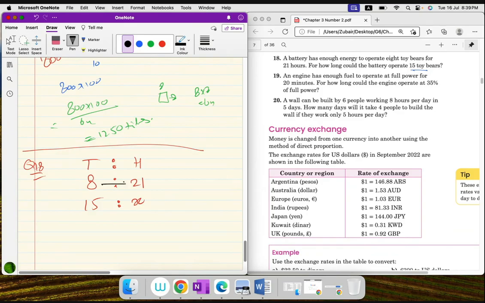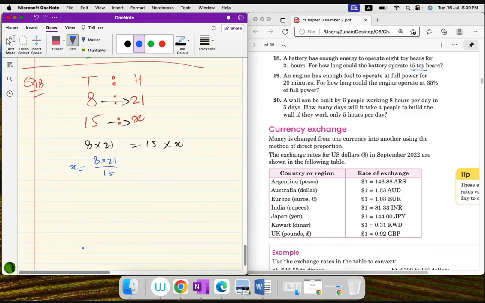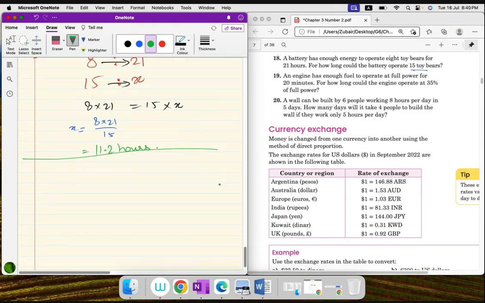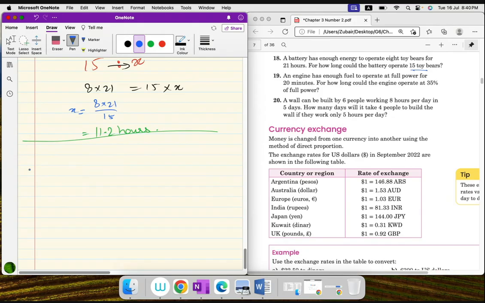So in an inverse relation, we multiply this way: 8 into 21 equals 15 into x. Is this clear? Yes, sir. Inverse relation. Always try to say that sentence in your mind and you'll know whether it is direct or inverse. The answer is 11.2 hours. As the number of toys is increasing, obviously the time would reduce on the same battery.